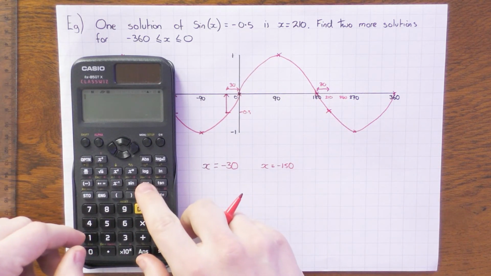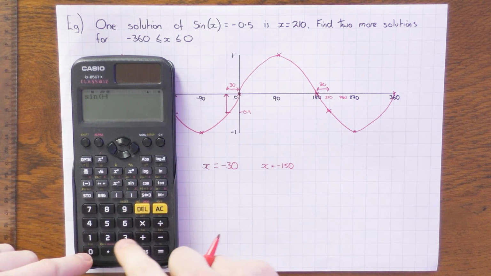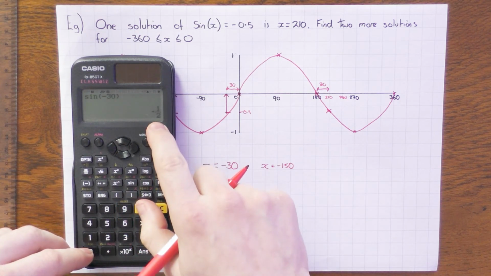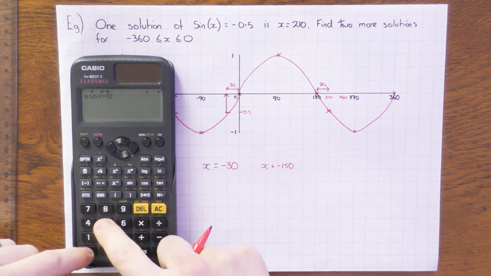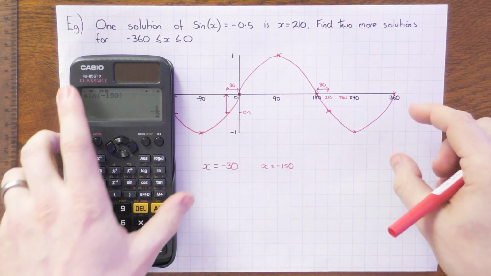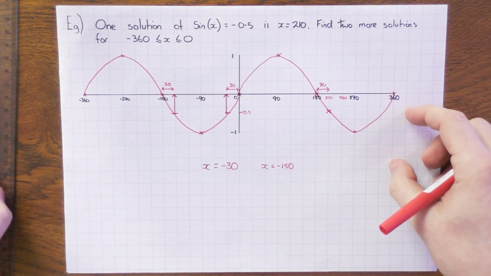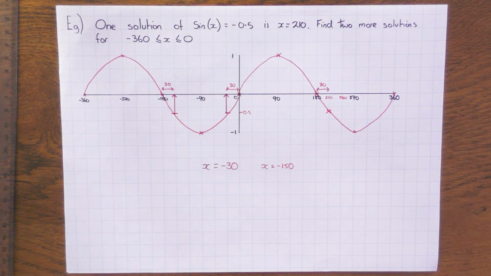This is assuming you have a calculator in this particular bit. So sine minus 30 minus a half, so it's the same. Brilliant. And again, sine minus 150 minus a half, so they're all the same. So you could double check it if you had a calculator as well. So they're the most common types of questions that you could have.